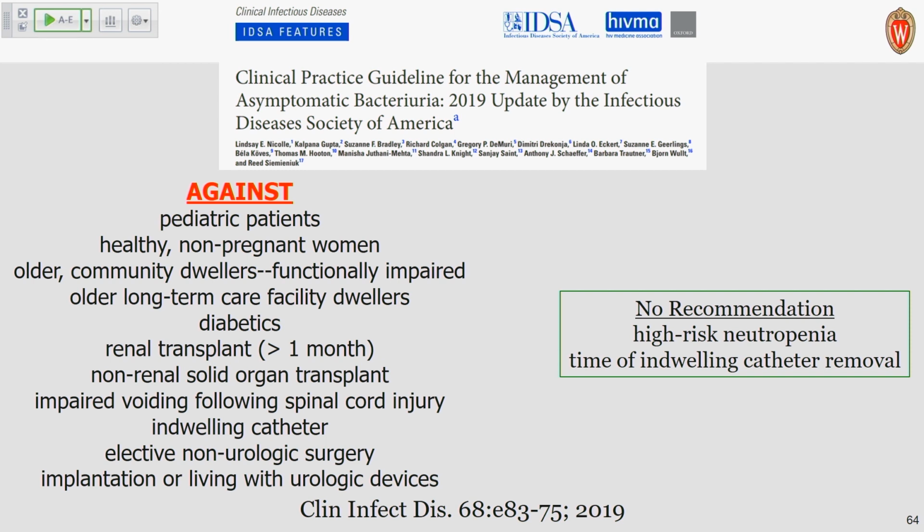And then in high-risk neutropenic patients and at the time of indwelling catheter removal, there are no concrete data to make a recommendation at this point for the management or treatment of asymptomatic bacteria. So there are guidelines out there guiding when not to manage these people with antibiotics.